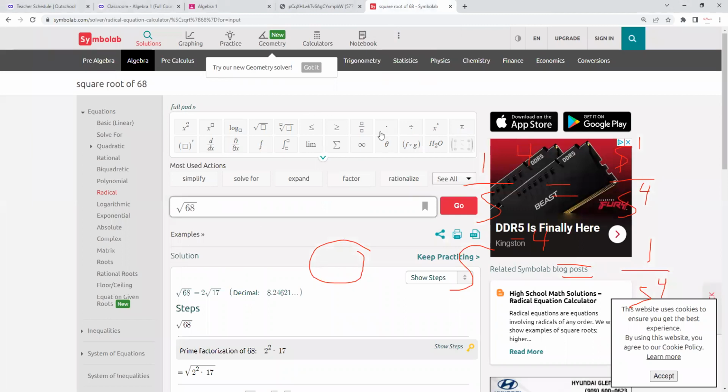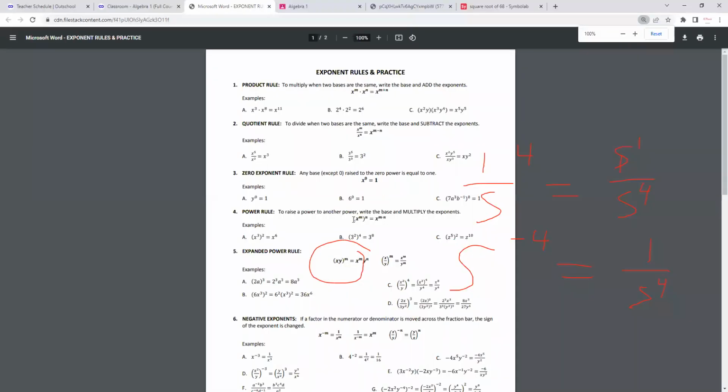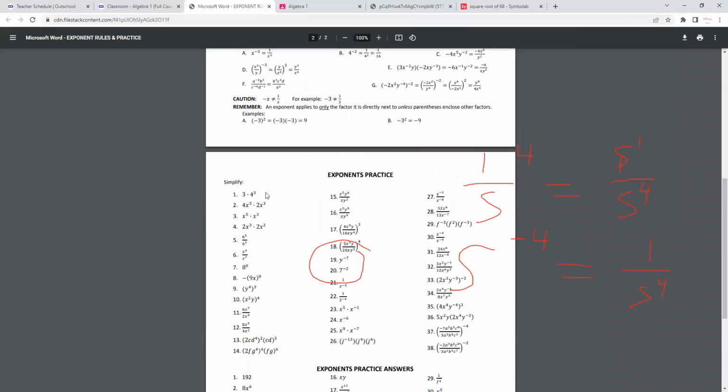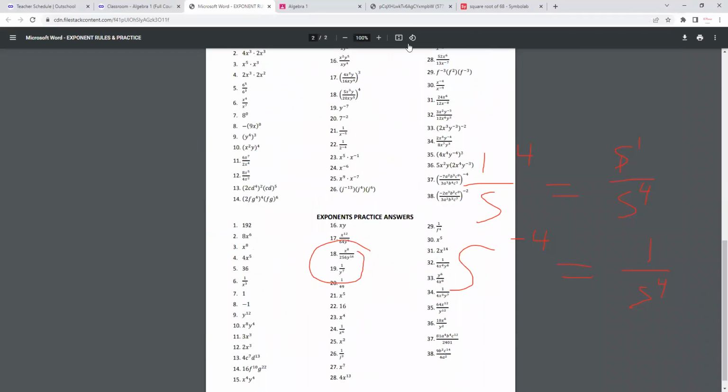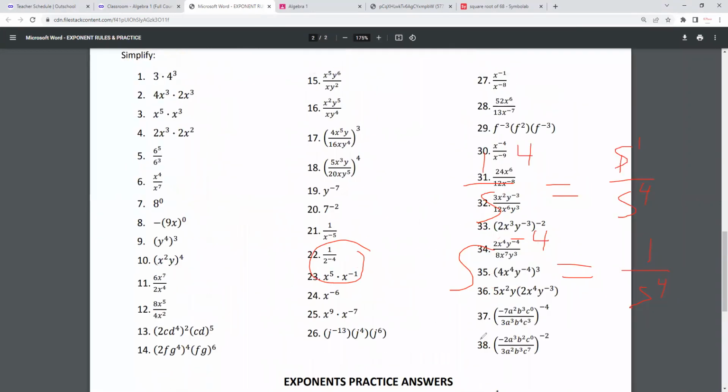Okay, so this calculator we'll use when we're simplifying radicals. So yes, just try your best when dealing with exponents. They can get very complex. I've given a guide and the rules. You should look over the guide as well. Maybe even try the practice problems here, and then look at the answers. So let's look at some of these.